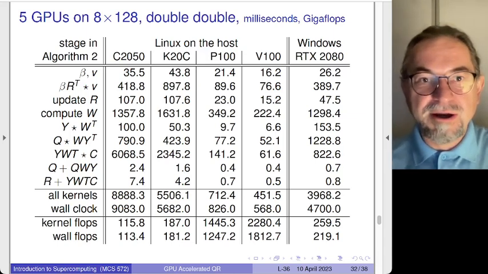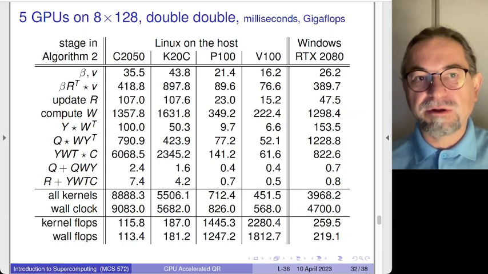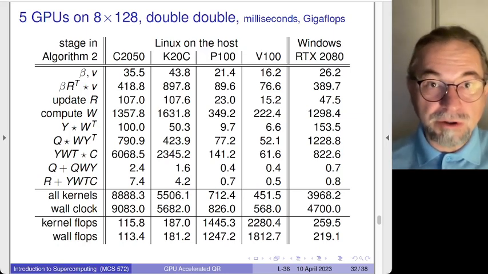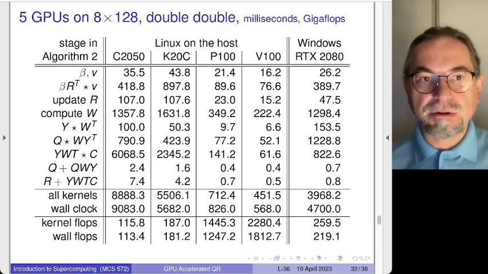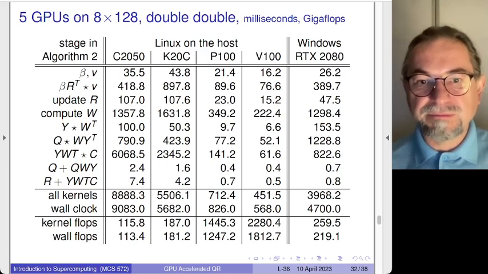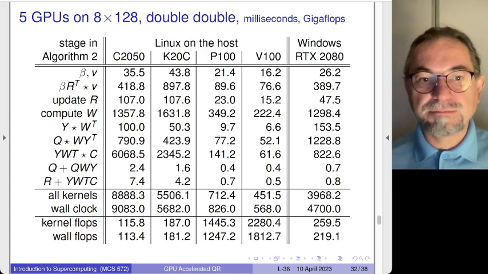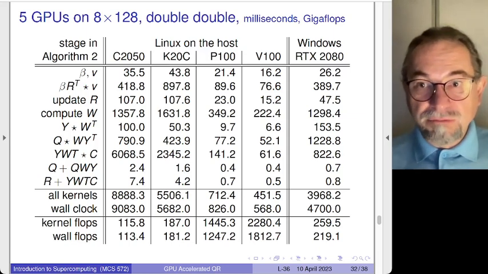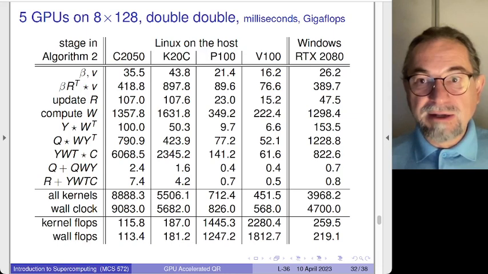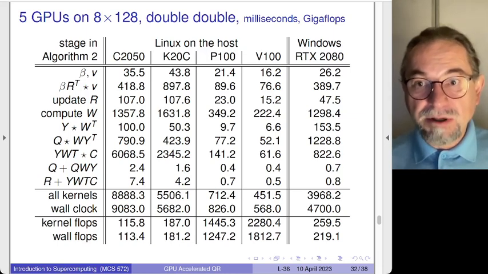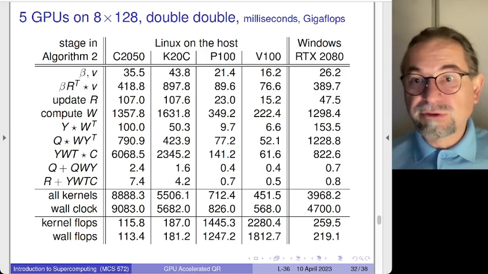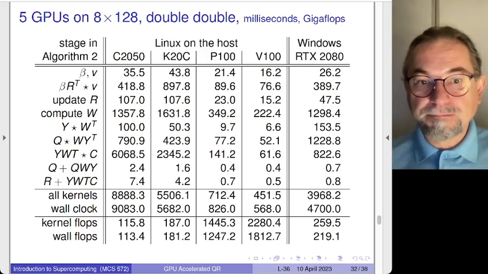So on matrices of size 1024, we have 8 times 128: 8 blocks, 128 threads per block. That turned out to be the most favorable. So there are the kernel flops, computed from the time spent by all kernels, and then you can also compute the wall clock time.